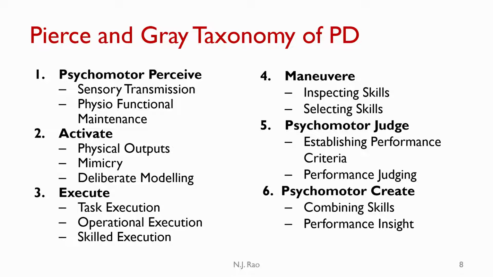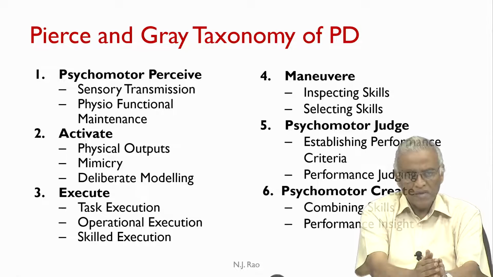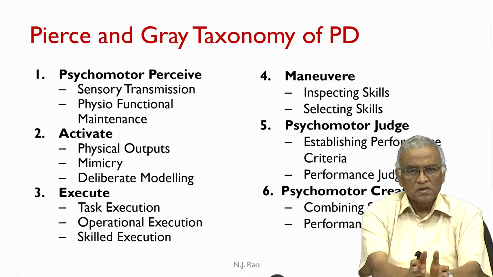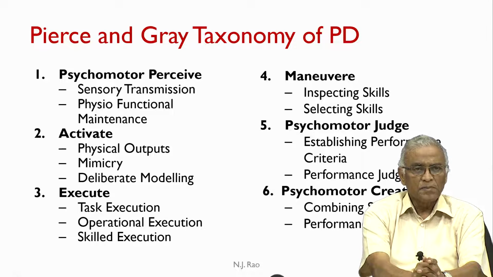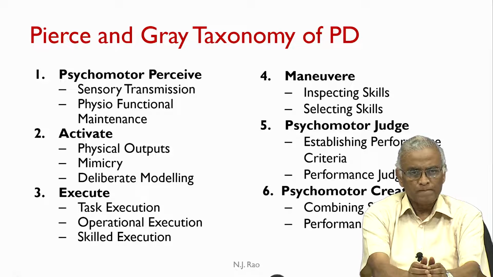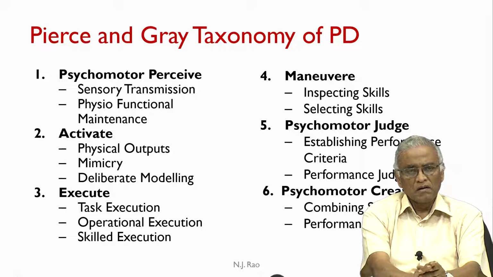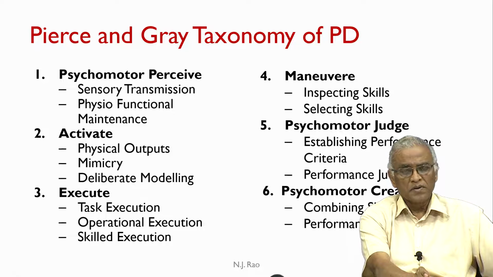Now, Pierce-Gray taxonomy of psychomotor domain has 6 levels. You have psychomotor perceive, psychomotor activate, execute, maneuver, psychomotor judge and psychomotor create. Like in the case of cognitive and affective domains, one can also identify the sub-processes involved in each one of these levels. In some cases we have 3, in some cases we have 2. And these levels are distinctly observable, but we will not be going through too much detail of the sub-processes. We will try to understand the 6 levels of psychomotor domain.